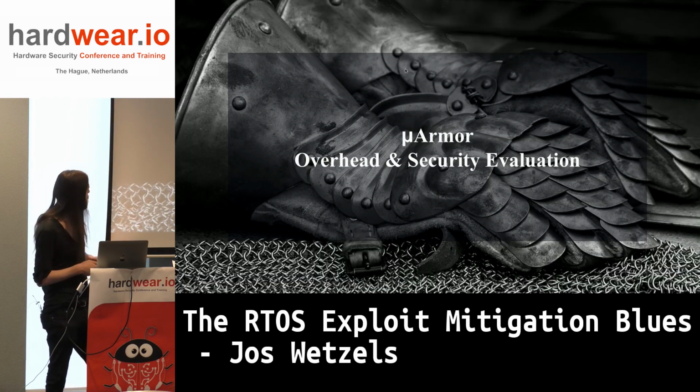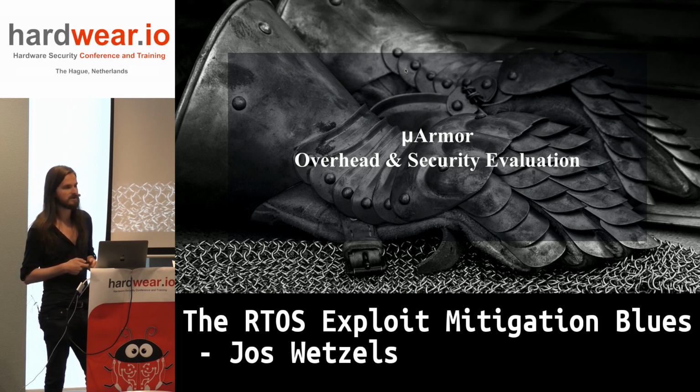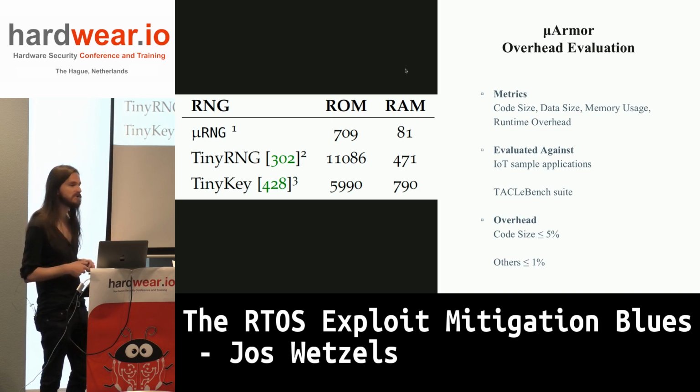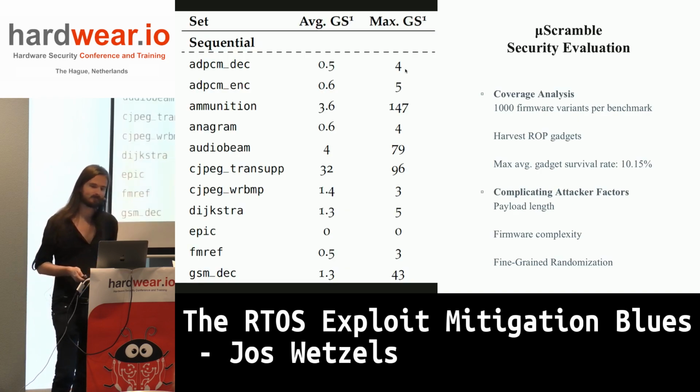I also did, for those who are interested, an overhead and a security evaluation of MicroArmor. When it comes to the overhead, I evaluated the code size, data size, memory usage, and runtime overhead metrics, and I did so by evaluating them against a set of IoT sample applications, as well as the TACLeBench evaluation suite. The overhead in terms of code size with respect to total device resources was less than or equal to 5%, which is quite good. For all the others, it was less than or equal to 1%, which meets our criteria. You can also see here that micro-RNG is significantly smaller than a lot of earlier work.